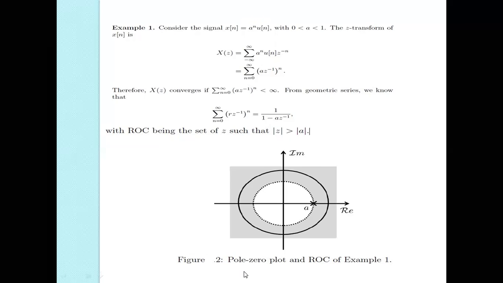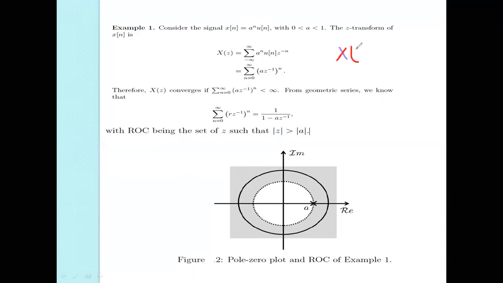So the same thing, for the discrete time function, if I am now taking x of n as a power n mu of n, with a between 0 and 1, the z transform of x of n you can find by substituting the definition of the z transform. So what is the definition of the z transform here?